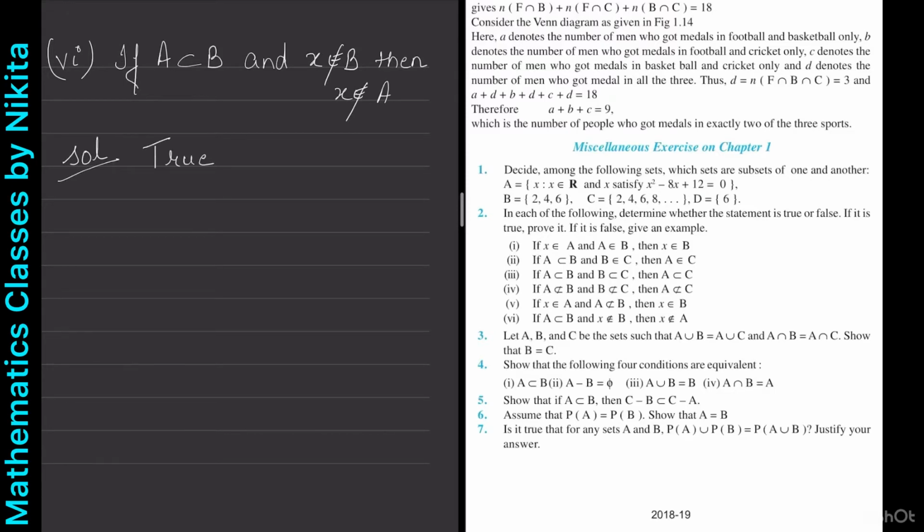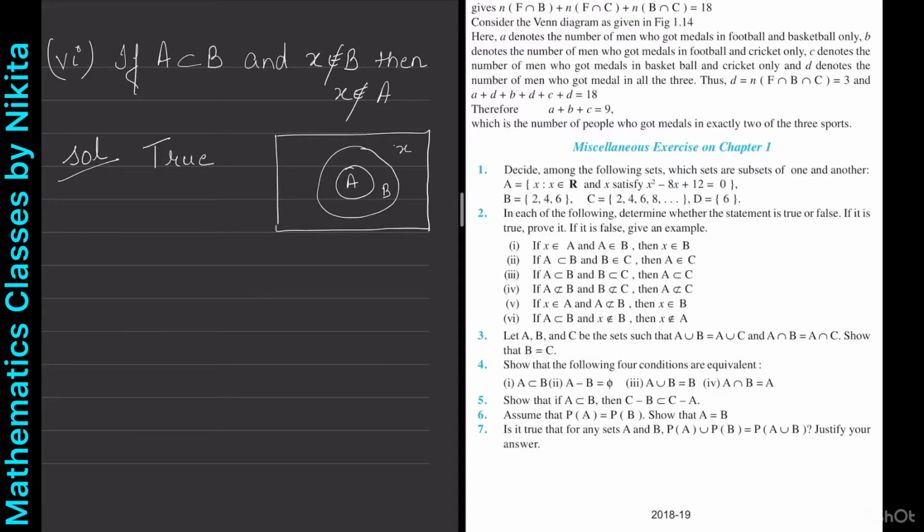First of all, I would like to show you this by Venn diagram. So let's make the Venn diagram. A is a subset of B. So the figure is something like this. This is your A and the bigger circle is your B. Now X does not belong to B. That means X is outside B. So obviously X is outside A also.